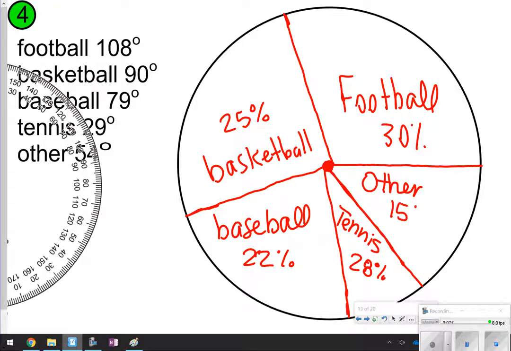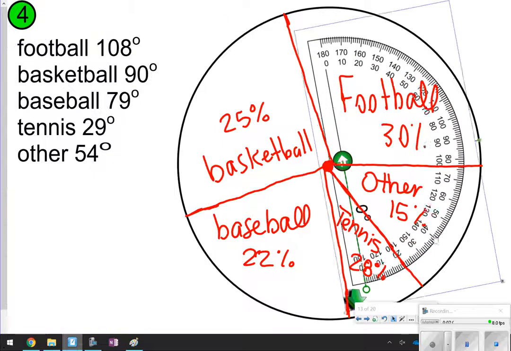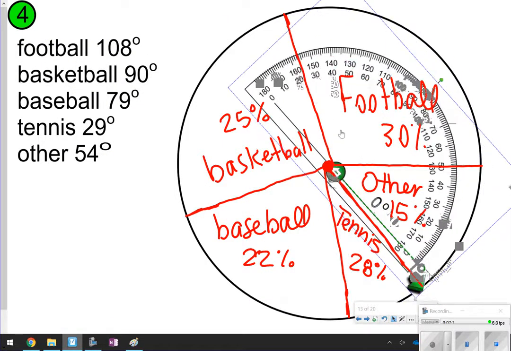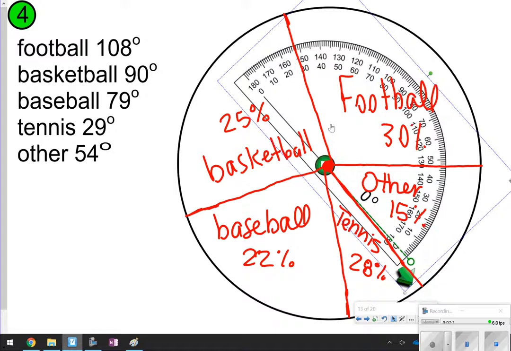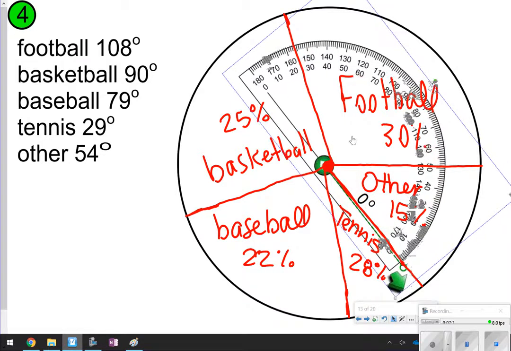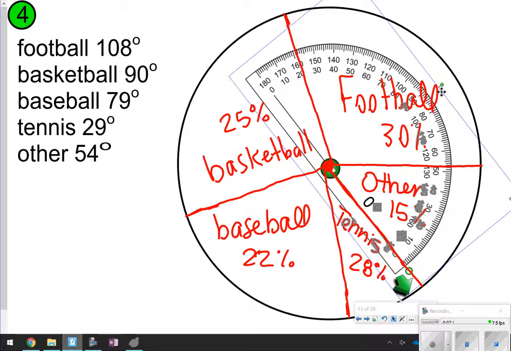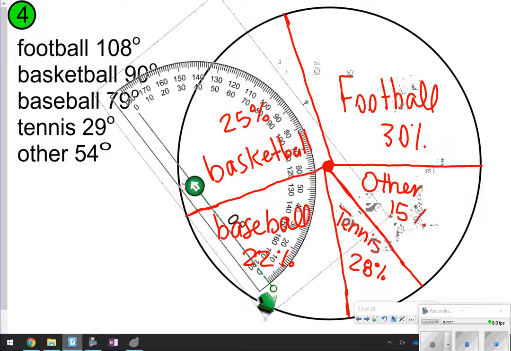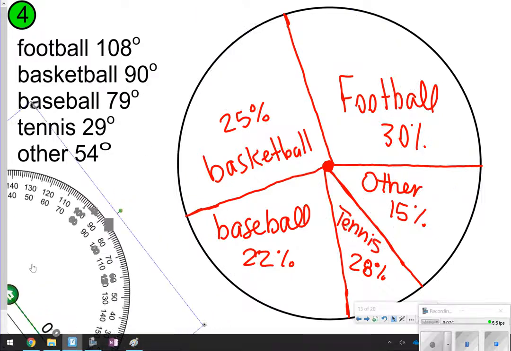And I'm just going to check that real quick with my protractor, hoping that it's 54 degrees. Line up here. It's a little bit off, but not by too much. Okay, so you're essentially just applying each percentage as a degree measurement and doing their degrees one right after another.